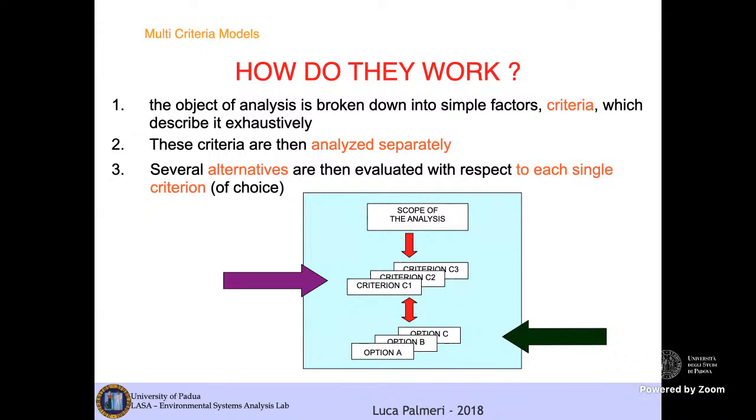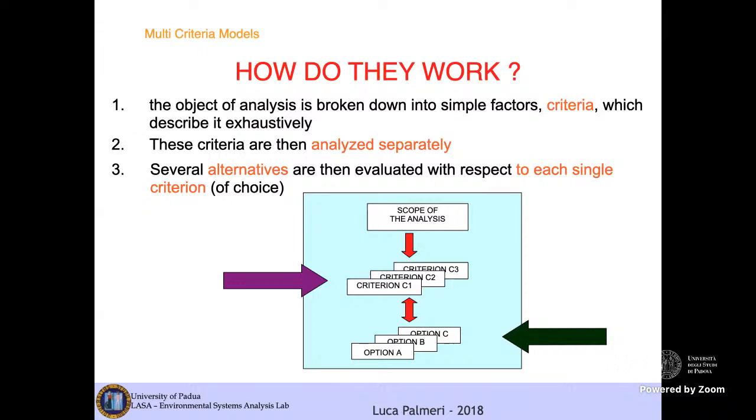So the object of analysis is broken down into simple factors. The criteria describe the important aspects of the object of analysis. Then the criteria are analyzed separately, and several alternatives are evaluated against these criteria. So the fundamental starting point of a multi-criteria analysis is selecting several criteria and having the possibility of choosing different alternatives for the realization of a project or a human work.